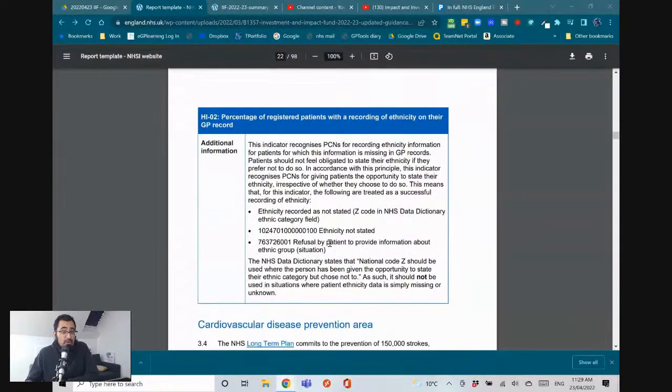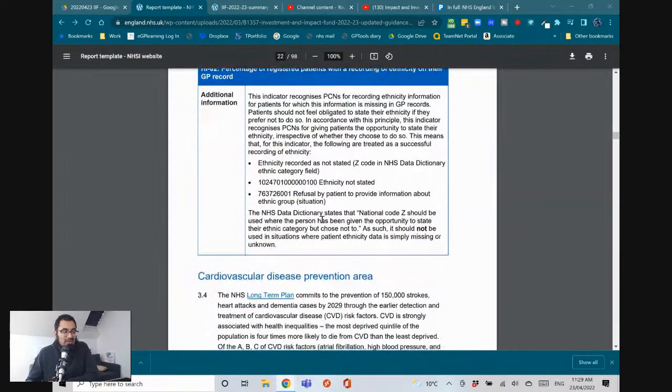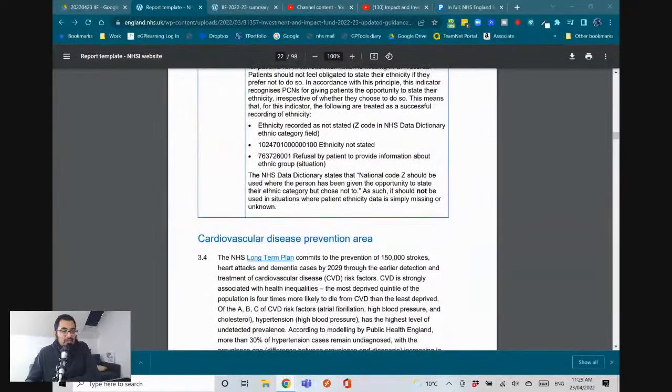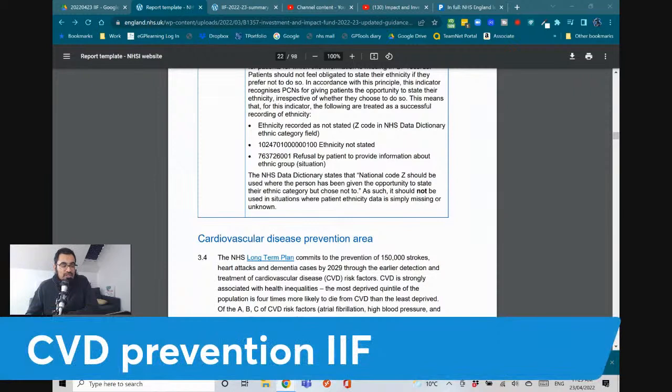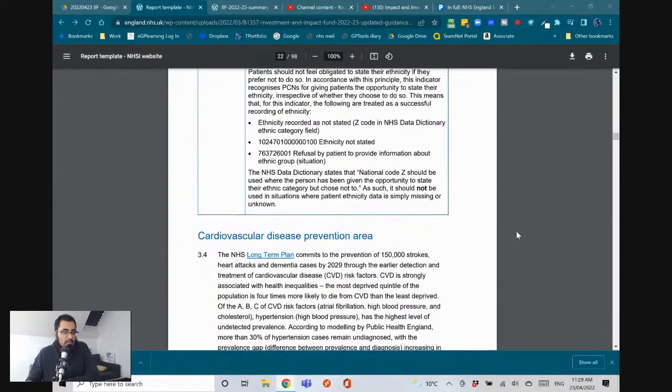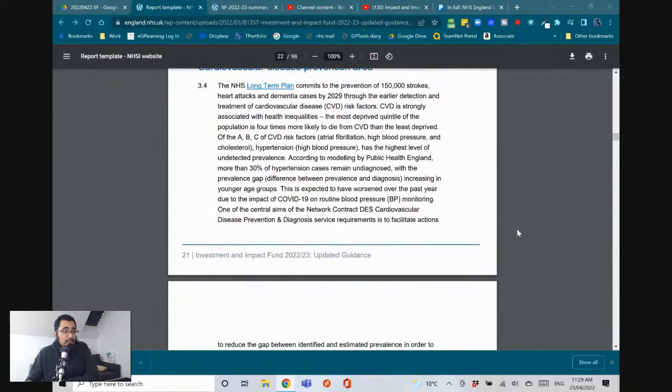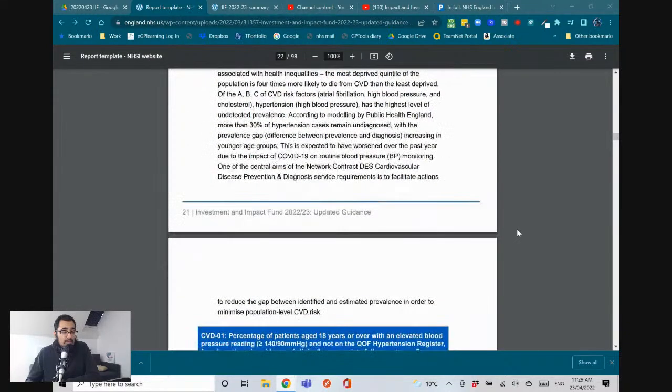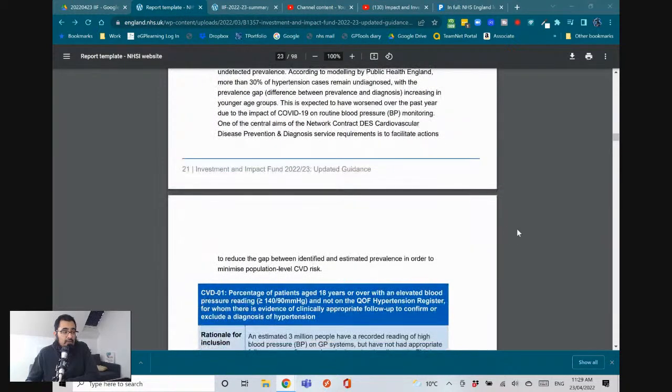Really important to make sure that if you are using those questionnaires, you're using the right codes, because it's all about coding and making sure that's correct. So next up, we're going to talk about the CVD prevention IIF elements. This is a really detailed area, and the document talks about why it's really important from the perspective of NHS England in terms of helping prevent deaths.